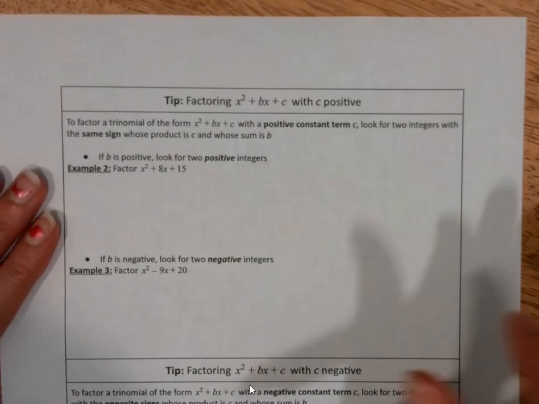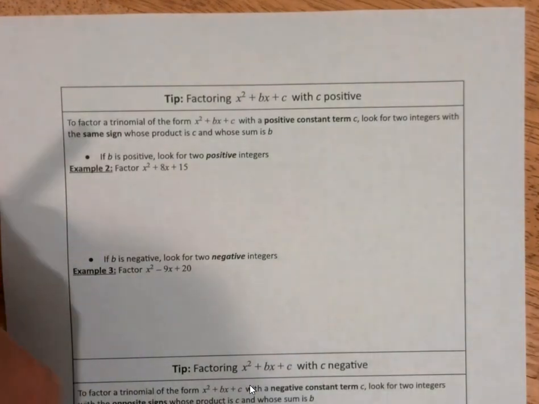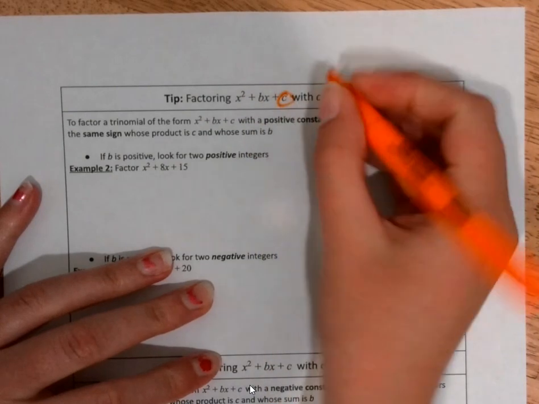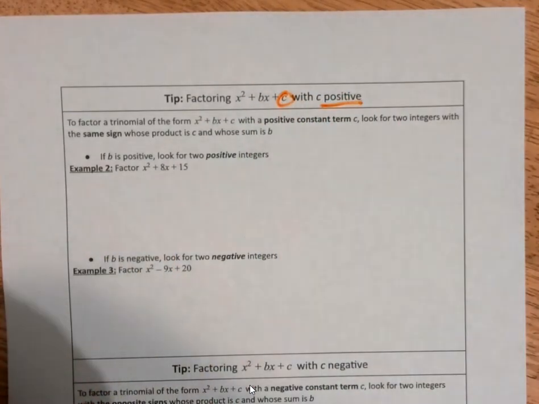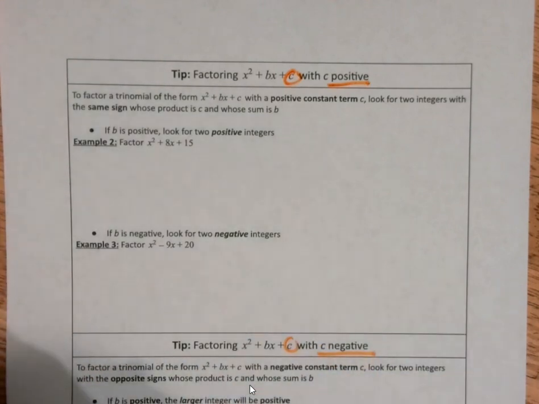Okay, that next page I was talking about was our strategies. So tips for factoring with C positive, the C value, the last value right there, being positive. And then we have down below tips for a C value that is negative. Okay, so the C value is the multiplicative value.